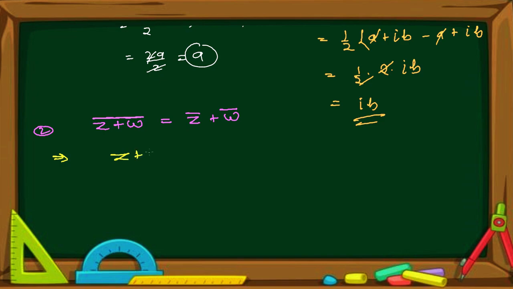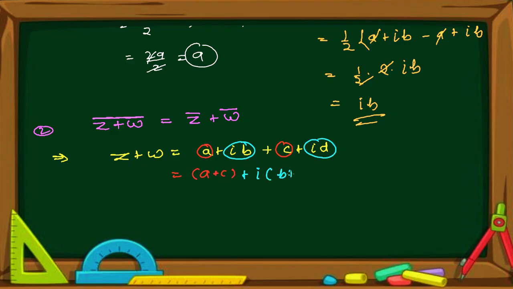Let me first add the complex numbers. Z is A plus iB, and similarly W is C plus iD. Whenever we add two complex numbers, you know very well that we put the real parts together, and then we put the imaginary parts together. So it's going to be B plus D. And our left hand side is here, the conjugate of Z plus W. So it's simply A plus C. Now, whenever you find the conjugate of that, the sign just gets changed. So it's minus i times B plus D.